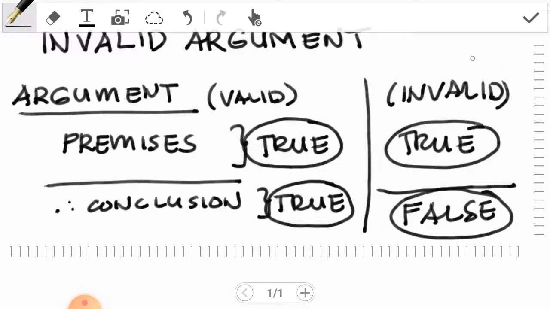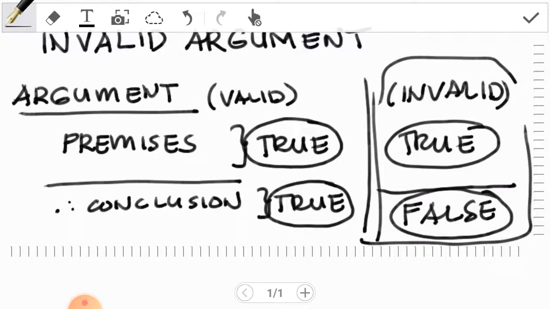Therefore, based on this section, what an invalid argument is implies that if we want to show that an argument is invalid, we can start off by setting the conclusion to get a false value. And then if we can show that each premise can be true based on the propositions involved, then the argument is invalid. Let me give an example for you to have a better understanding.